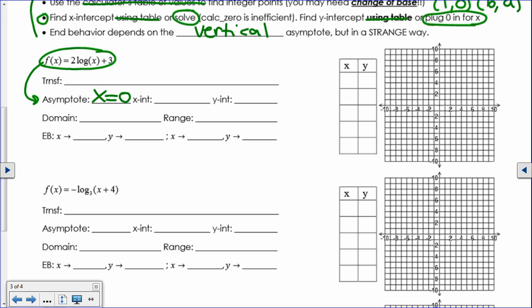So you're going to come over here on the axis, draw your vertical, draw your vertical asymptote.